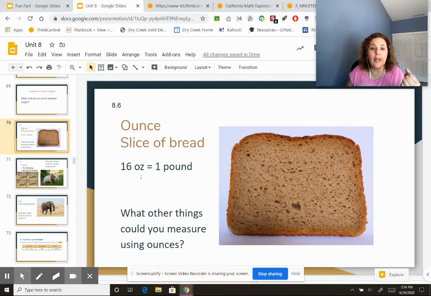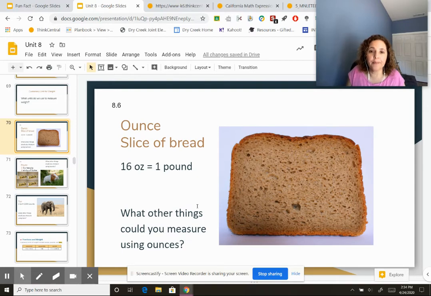So 16 ounces is equal to 1 pound. A whole loaf of bread is usually about a pound. So if you were to hold a loaf of bread in your hand, that's about how much a pound is. So what other things could you measure around your house that weigh about an ounce? Stop the video, write down on your paper what other things you think you would use ounces for.